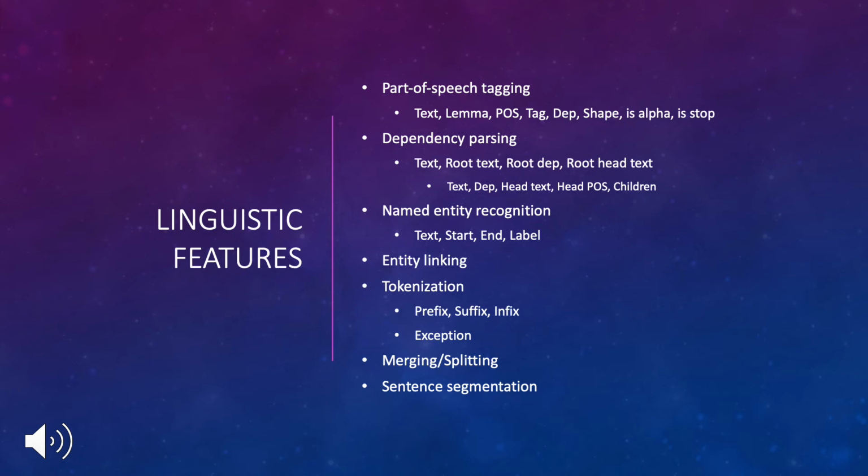Named entity recognition consists of text, start, end, and label. Text is the original entity text. Start is the index of the start of the entity within the document. End is the index of the end of the entity in the document, and label is the label entity. Within named entities, there exists an IOB scheme where the token is to be considered I, inside the entity, O, outside the entity, or B, at the beginning of the entity.